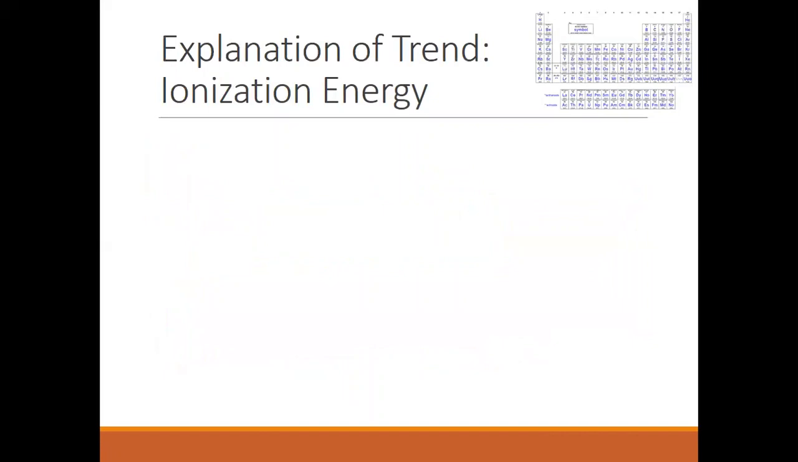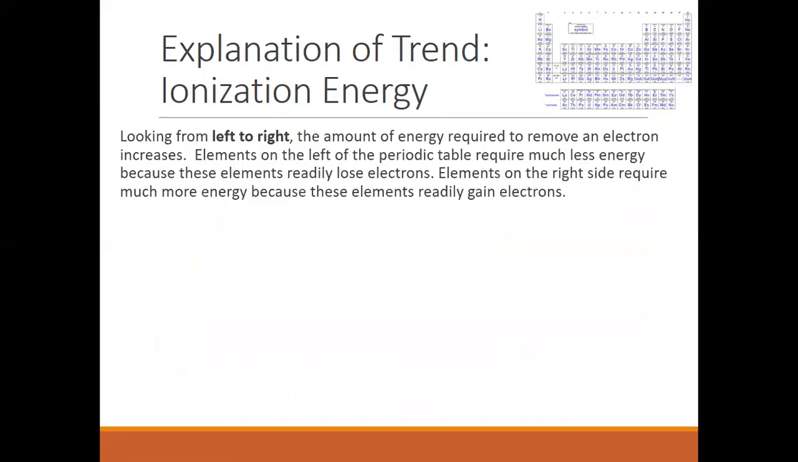And again, finally, here is the trend and the explanation. Going from left to right, the energy required to remove an electron increases. Why? Because the elements on the left want to lose electrons, the ones on the right want to gain electrons. So again, metals want to lose, non-metals want to gain. So that's why as you go across, you're going to have an increase.